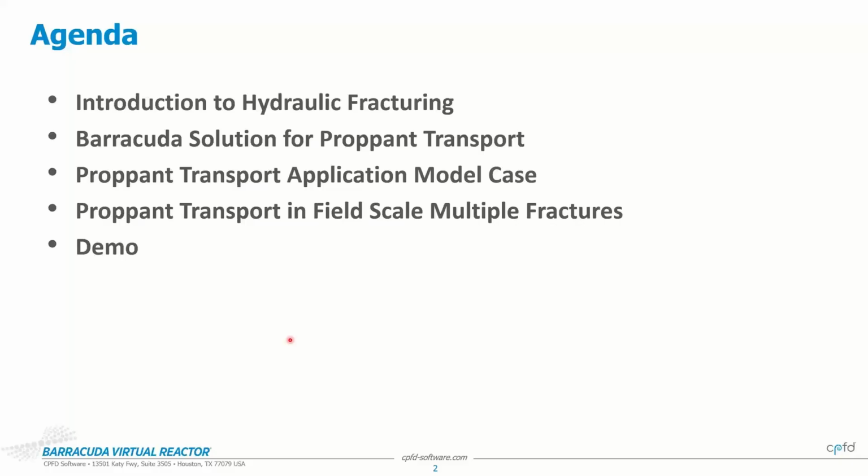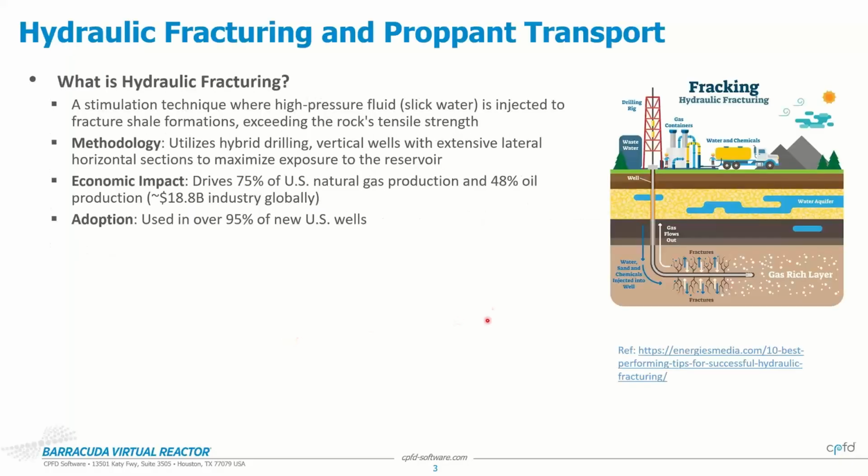With that, hydraulic fracturing, I think, is best explained through this picture. What I'm showing here is an oil drilling rig. You have a pay zone where you want to identify your hydrocarbons and extract them. So you drill a well, go vertically into your pay zone, and then go horizontally. This is a single well.